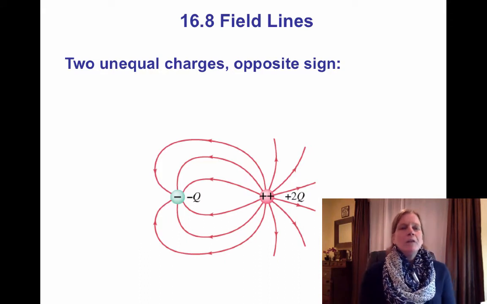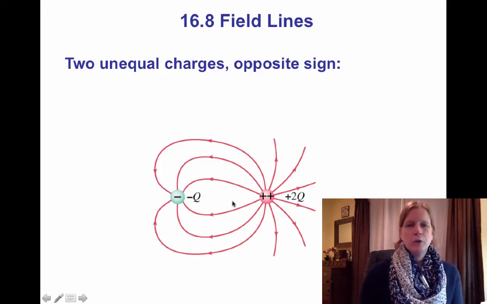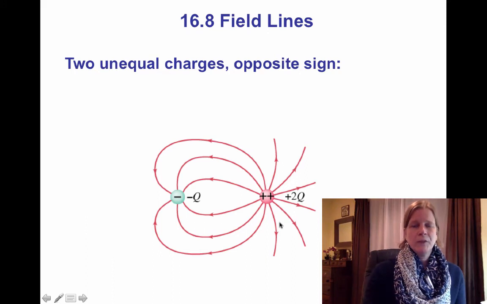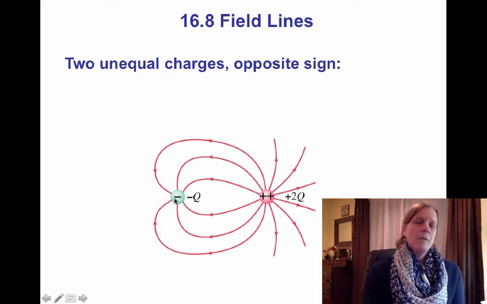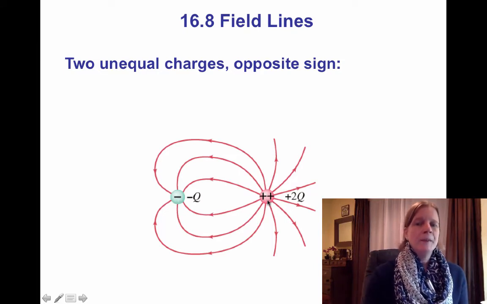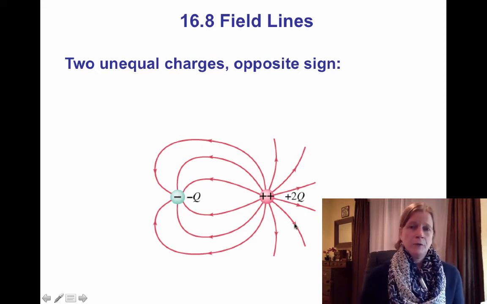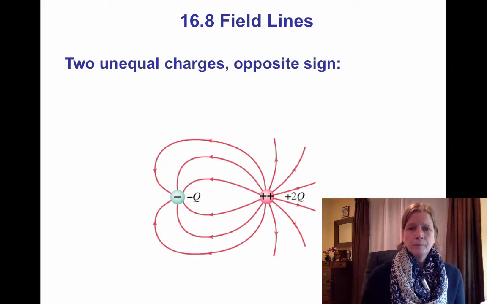All right, if you have an unequal distribution of charge, let's say you have a negative charge here, but you have a positive charge with twice as much charge here, this shows you the relative density of the field lines. Field lines still go from positive to negative, but because there's twice as much charge here, we have twice as many field lines emanating here. So there's 6 field lines coming in here, 12 field lines emanating out of our positive charge there. Okay.